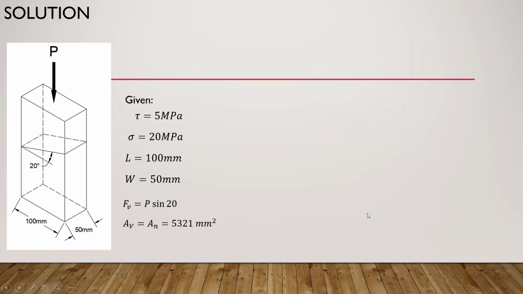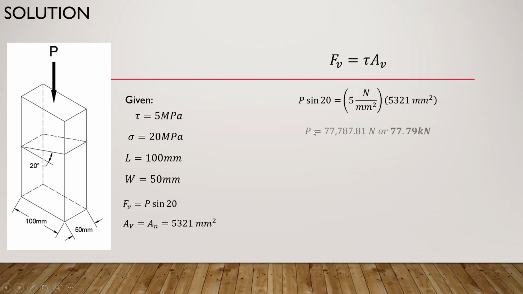Then after that, we can already get the value of P. From the shearing force equation, Fv is equal to P sine 20. So we just replace Fv with P sine 20 and use the shearing stress of 5 megapascal. It is equal to 5 Newton per millimeter squared times the area, which is 5,321. Simplifying this equation, we get P equal to 77,781.87 Newton, or simply 77.79 kilonewton.